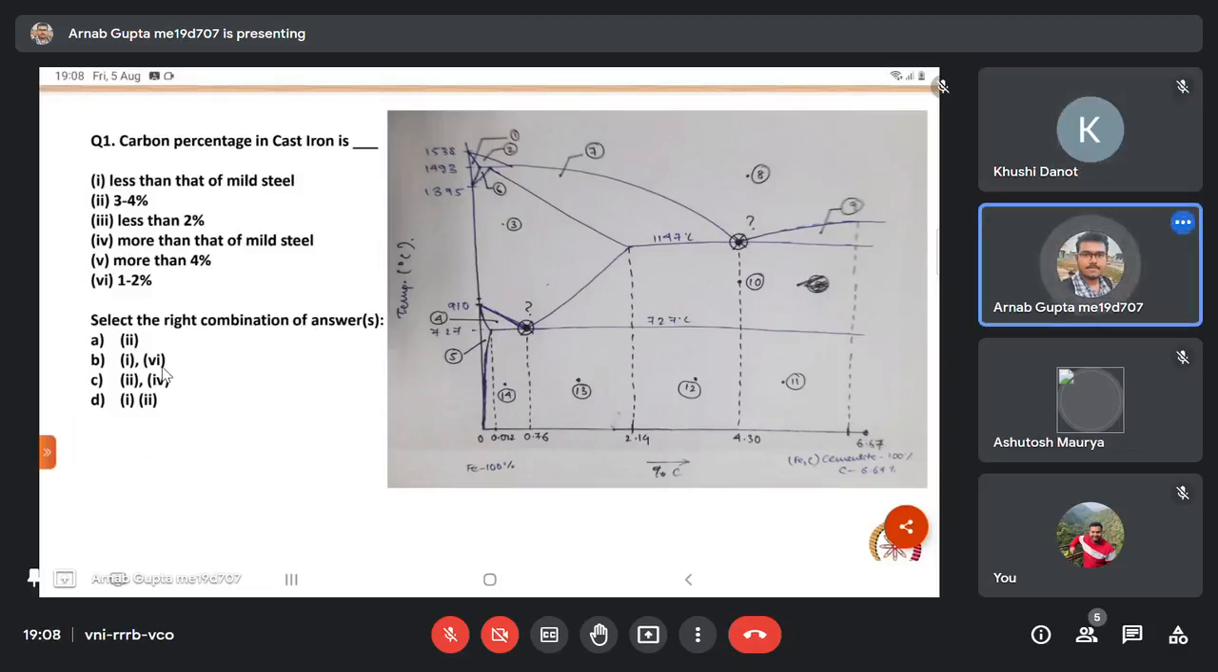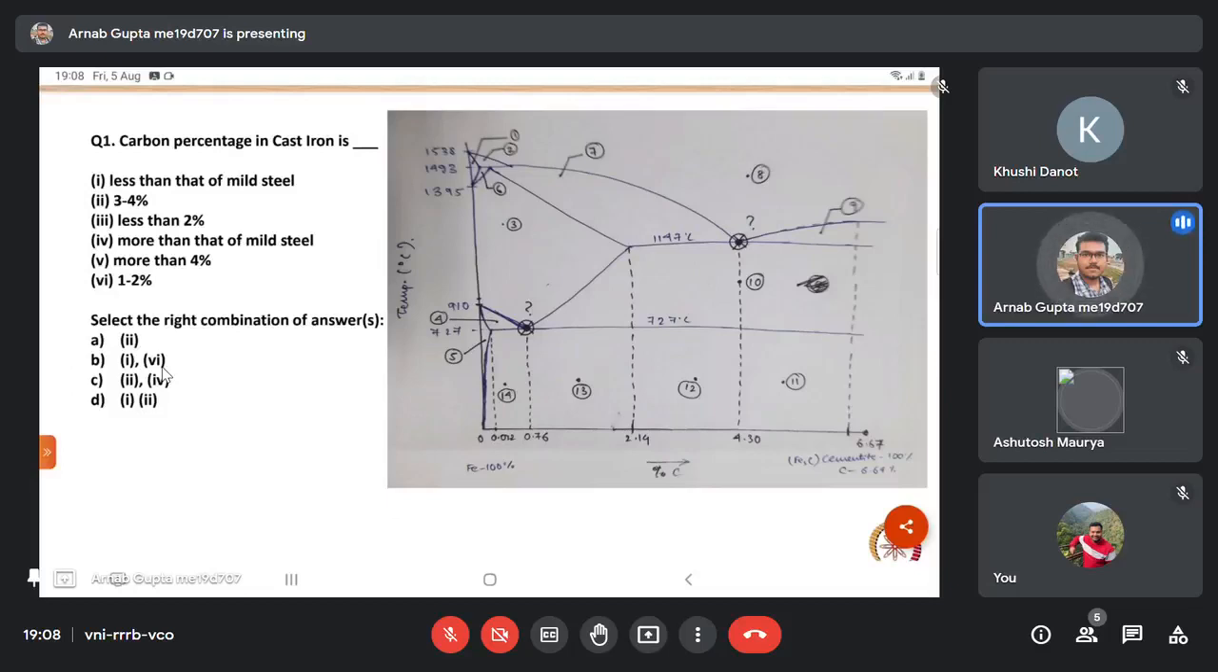As you can see, the first question, carbon percentage in cast iron, is pretty straightforward. What will be the correct answer among the four options A, B, C, D? Carbon percent in cast iron is less than that of mild steel, that's the first statement. Second statement is 3 to 4%. Third statement, less than 2%. Fourth is more than that of mild steel. Fifth, more than 4%. Sixth is 1 to 2%.